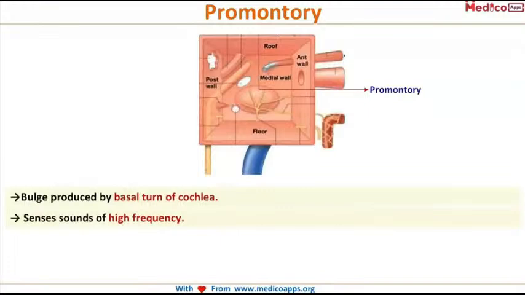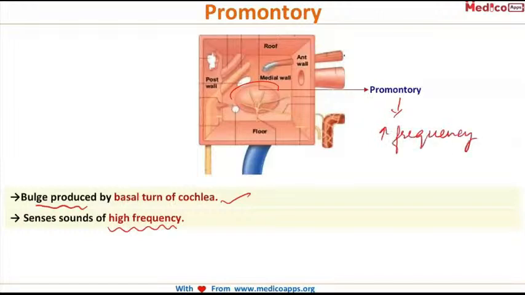So this is the promontory that you're seeing, and it is a bulge that is produced by the basal turn of the cochlea. By function, it helps in sensing the sounds of high frequency. So promontory helps in sensing the sounds of high frequency.